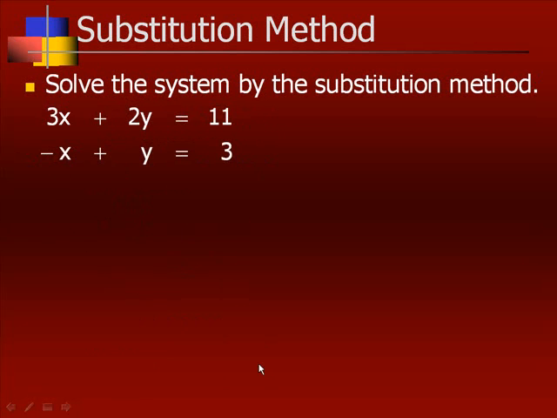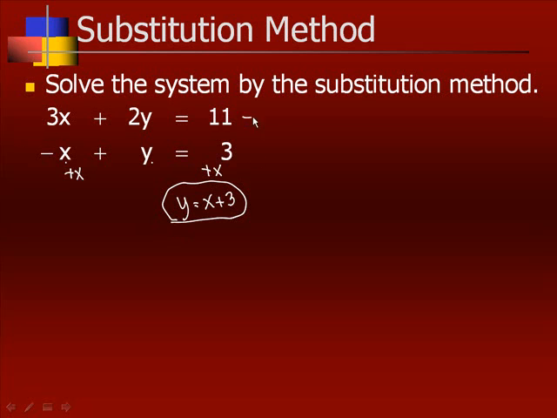Let's do another one. Solve by the substitution method. Now this one's a little different because we do not have x equals or y equals. But we can choose either this x or this y, and because this is a positive y, I think this one may be easier. So what we're going to do is we're going to add x to both sides, so we get y equals x plus 3. This becomes our circled equation.